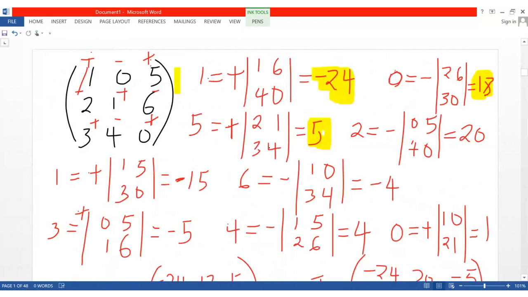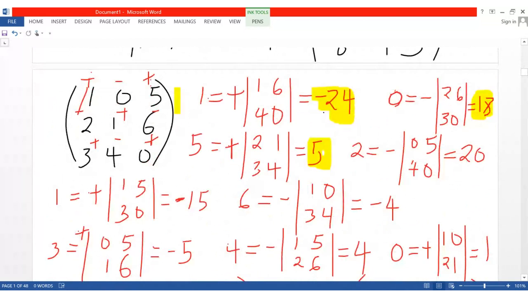So that is the matrix that we had. We got the matrix of cofactors by blocking for 1, for 0, for 5, for 2, for 1, for 6, with the signs that are there. So you block the column and you block the row, and then you multiply. Please don't forget about the sign. These are the values that you are supposed to get: -24, 18, 5, 20, -5, -4, -5, 4, and 1. Those are the values that we are concerned with.